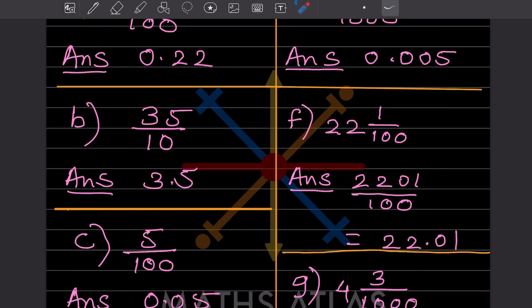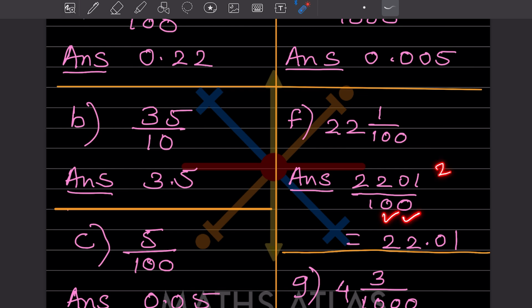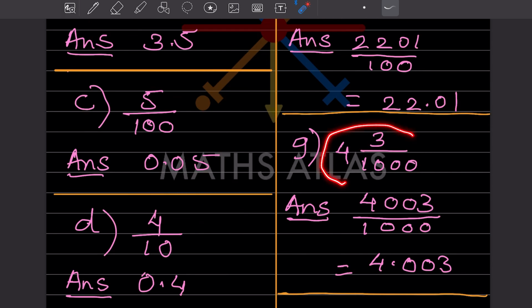Now this is a mixed fraction. So first thing we have to make it an improper one. So what are you going to do? Mixed fraction, you know, this into this you are going to multiply. So what are you going to write here? 2200, you are going to add this 1 to it. That will be 2201 and this 100 as it is. So now see here, there are two zeros. So what will you do? 2201, you will go backwards by 2. So 22.01.